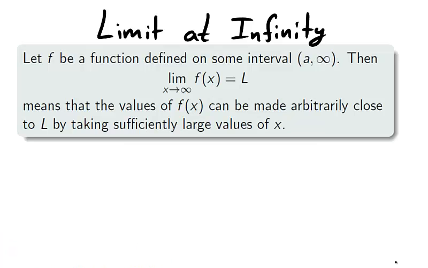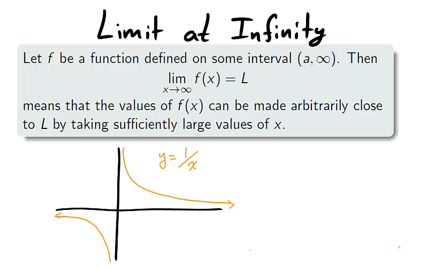When asking about the end behavior of a function, we are asking what the limit of the function is as the x values approach infinity or negative infinity. The limit is L if the function can be made as close to L as we would like by choosing an x value sufficiently large. Take for example the function y equals 1 over x. The limit as x approaches infinity of 1 over x is 0.